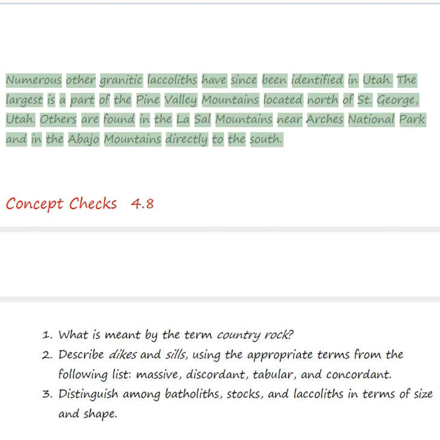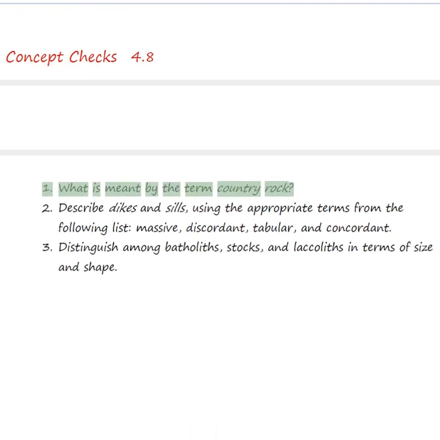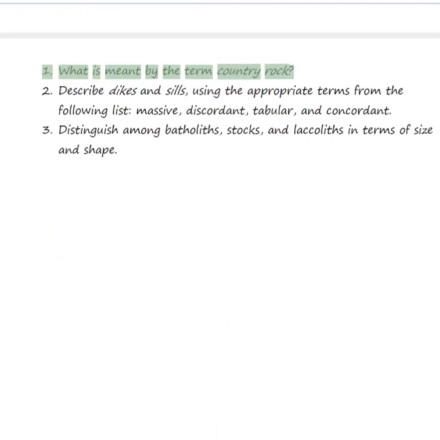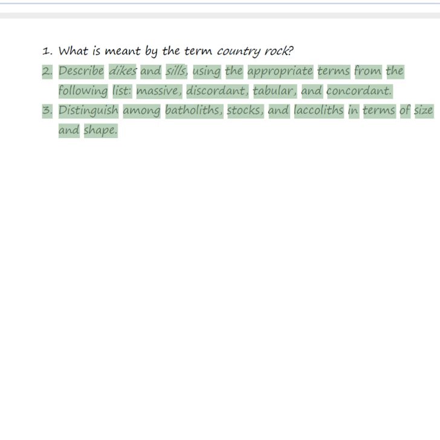Concept checks 4.8. 1. What is meant by the term country rock? 2. Describe dikes and sills, using the appropriate terms from the following list: massive, discordant, tabular, and concordant. 3. Distinguish among batholiths, stalks, and laccoliths in terms of size and shape.